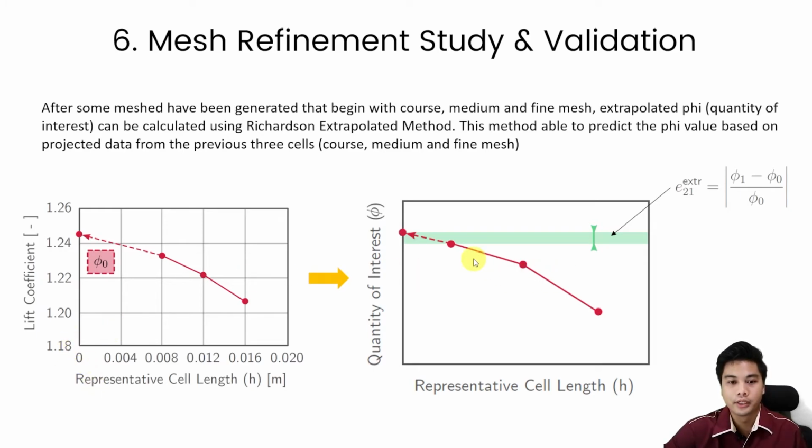So how do we get, or calculate, the error? This is the method. Remember that the 0 representative cell length is the ideal case, so we make it here as a point of reference. To get the extrapolated error, take the fine mesh value minus the phi value at 0 representative cell length, over the phi value at 0 representative cell length.